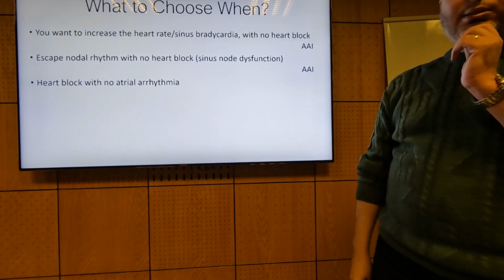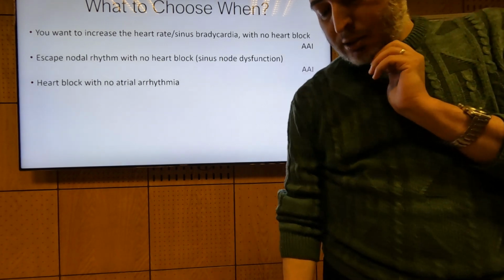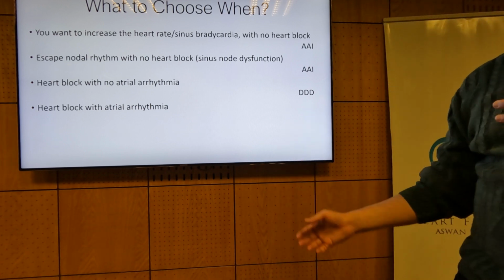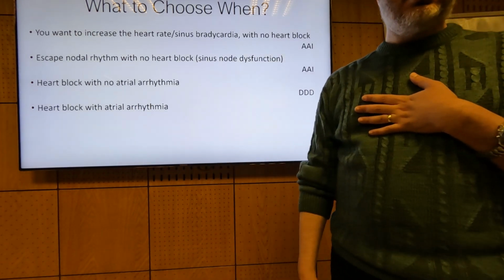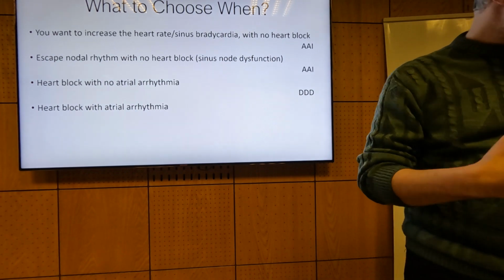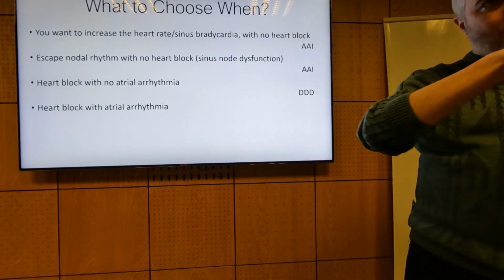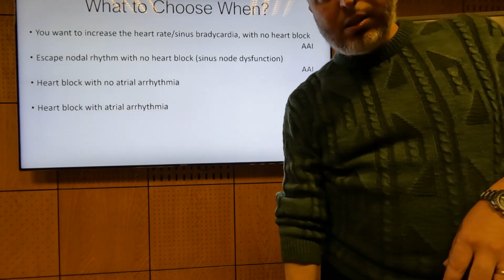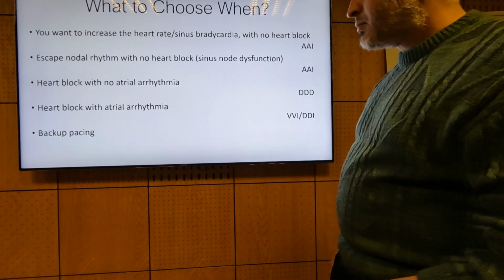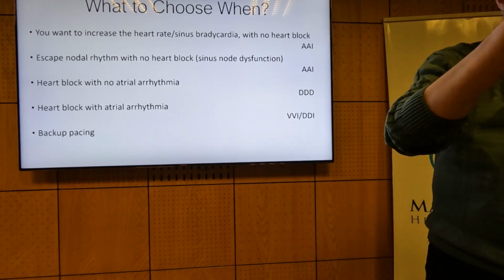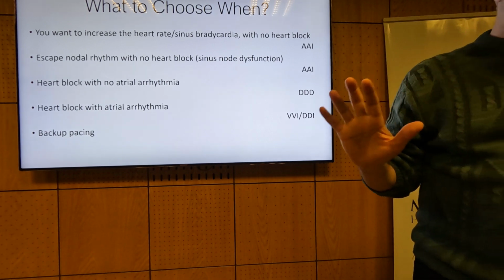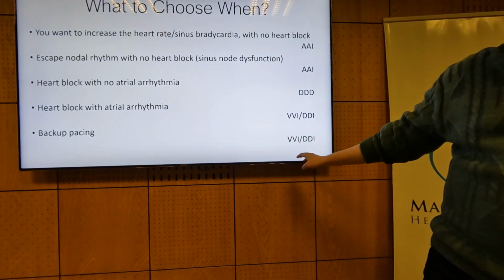Heart block, no atrial arrhythmia: DDD. Heart block with AF or SVT or atrial arrhythmia: VVI, because if you have AF, there's no value in pacing or sensing the atrium at all. On the other hand, if you get just some transient atrial arrhythmia, DDI will be safer. So either VVI or DDI, depending on the atrial arrhythmia. If you want to achieve backup pacing, the patient's heart rate is good enough and he does not have heart block, yet he might go transiently into heart block or bradycardia, so either VVI or DDI.